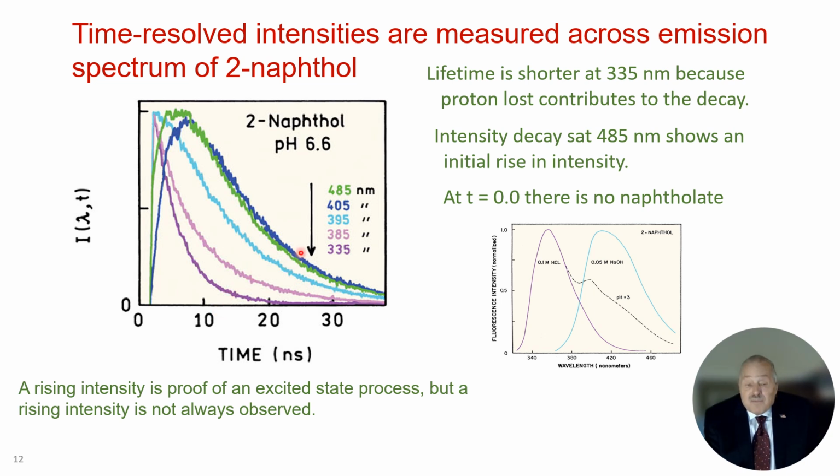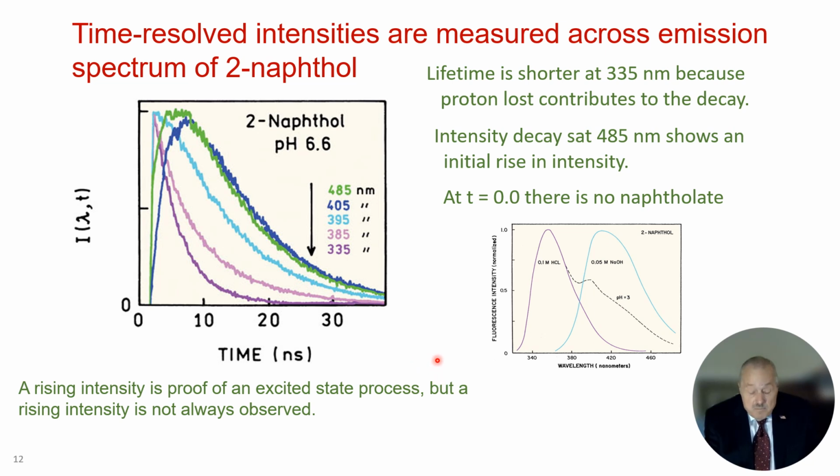At longer wavelengths, first thing we notice is that we see a rise in the intensity before decay, and that's because at time equals 0, there's no naphthalate. It's all in the protonated state. But then as it relaxes to the naphthalate, or the ionized state, we have a slower decay because we're looking at this state, which has to be derived from the initial naphthol. A rising intensity is a proof of an excited state process.